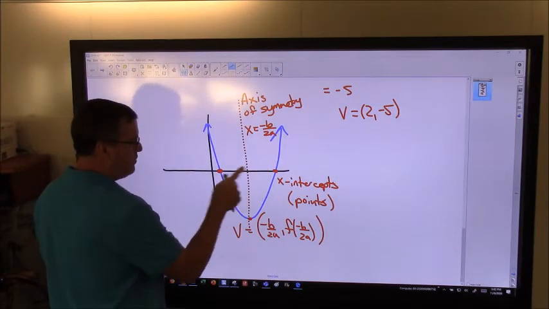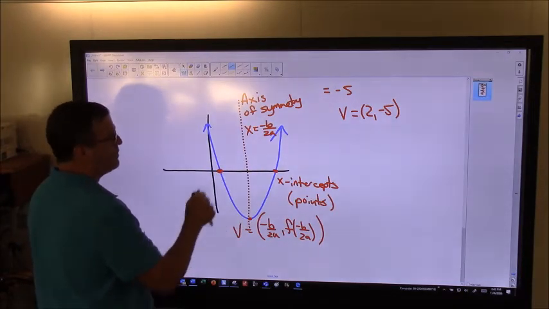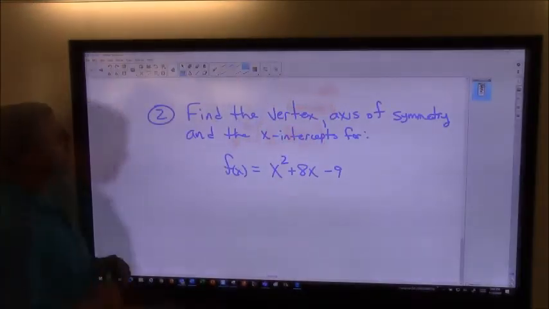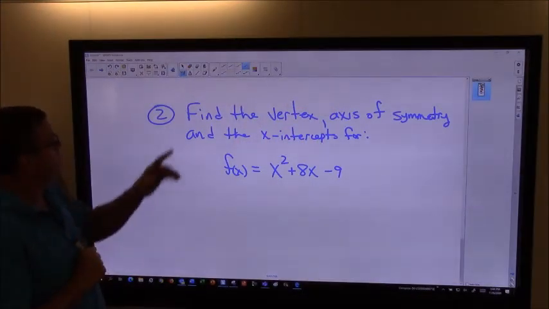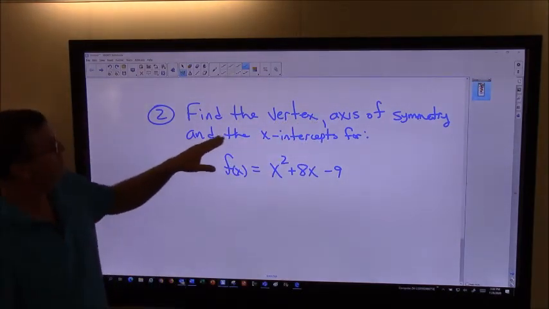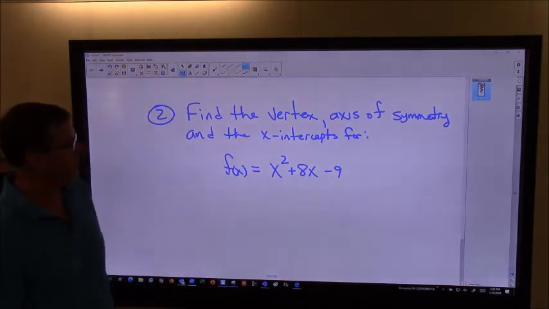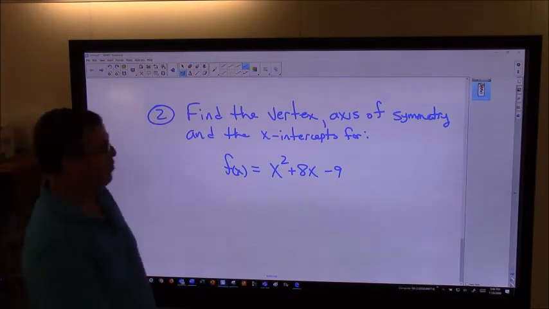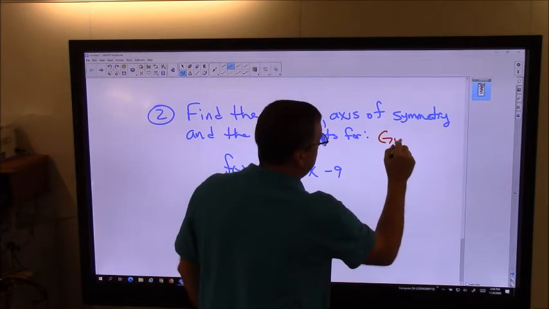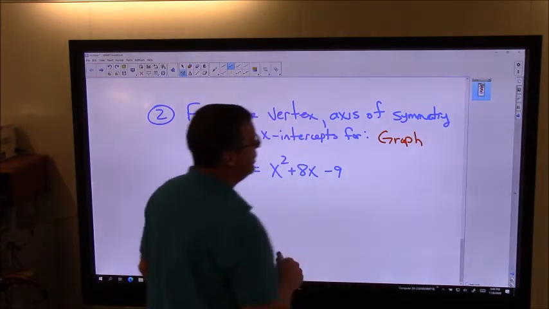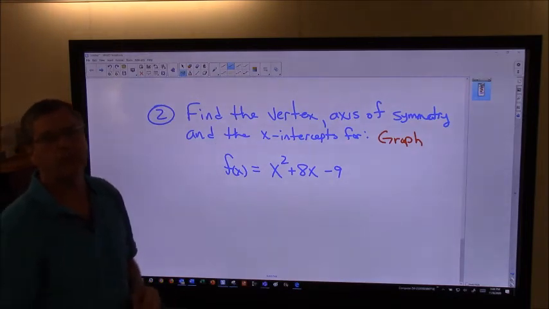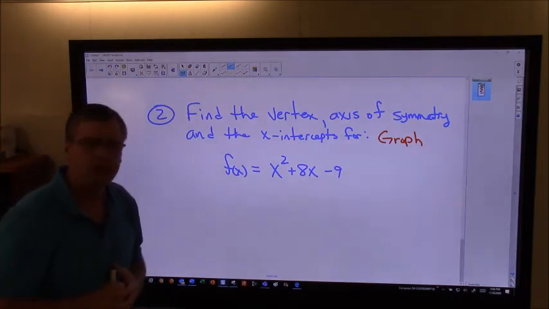All right, so that's our main thing to look at for today. How do you find the x-intercepts? Where's the vertex? Where's the axis of symmetry? Let's do a practice problem. All right, let's see if we can find the vertex, the axis of symmetry, and the x-intercepts for this function. And when we're done, let's also go ahead and graph it. I think once we have all that information, we should be able to draw a picture pretty easily. Okay, you guys go ahead and try it.